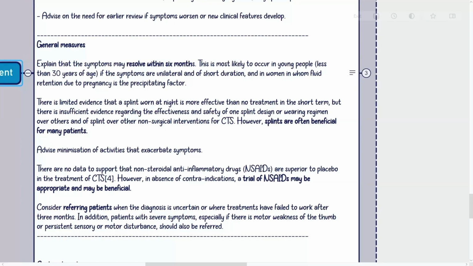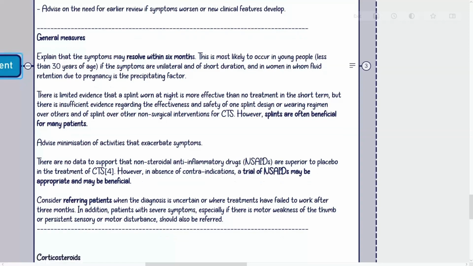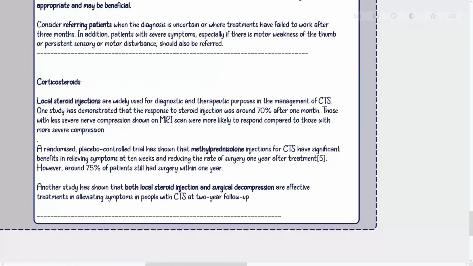There are no data to support that non-steroidal anti-inflammatory drugs are superior to placebo in the treatment of carpal tunnel syndrome. However, in absence of contraindications, a trial of NSAIDs may be appropriate and may be beneficial. Consider referring patients when the diagnosis is uncertain or where treatments have failed to work after 3 months. In addition, patients with severe symptoms, especially if there is motor weakness of the thumb or persistent sensory or motor disturbance, should also be referred.